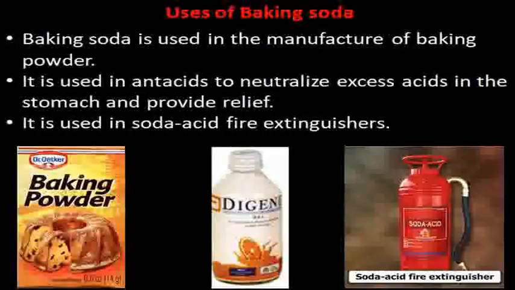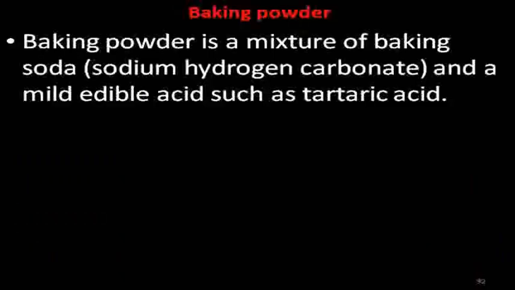Uses of baking soda. It is used in the manufacture of baking powder and it is used in antacid preparation to neutralize excess acid produced in the stomach and provide relief. And it is also used as soda acid in fire extinguisher. So in fire extinguisher, we have the main ingredient baking soda as soda acid.